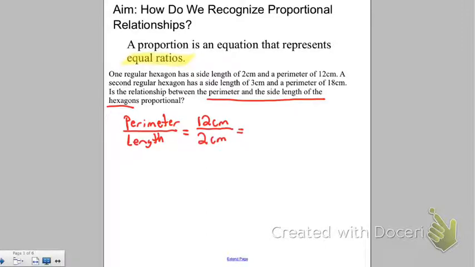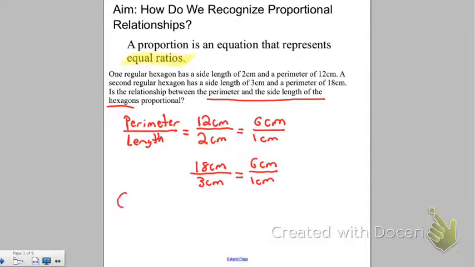If I reduce that proportion, I get 6 centimeters over 1 centimeter. Now I'm going to have to determine if the other hexagon has the same proportion. It has a perimeter of 18 centimeters over a side length of 3 centimeters. If I were to reduce that proportion, I would get 6 centimeters over 1 centimeter.